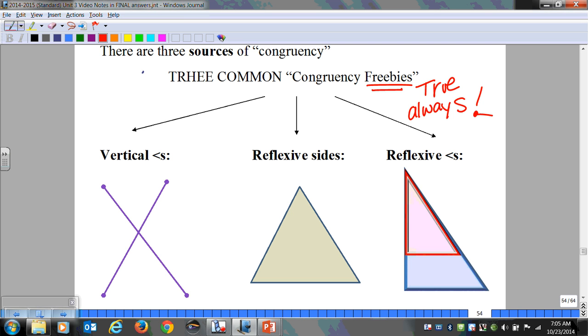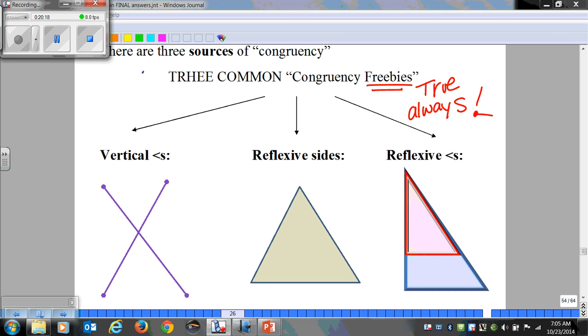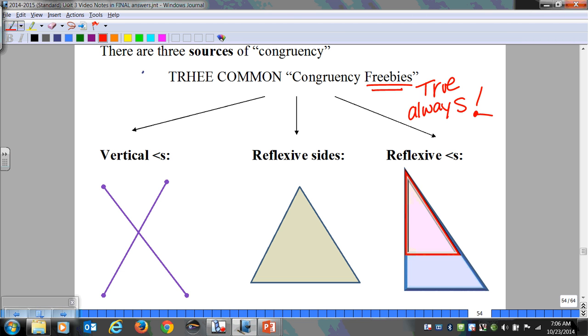There are three common freebies. The first, and I've warned you about this several times, the most common, is vertical angles. Those are always congruent. You see them, you mark them, go. The other is a reflexive side.